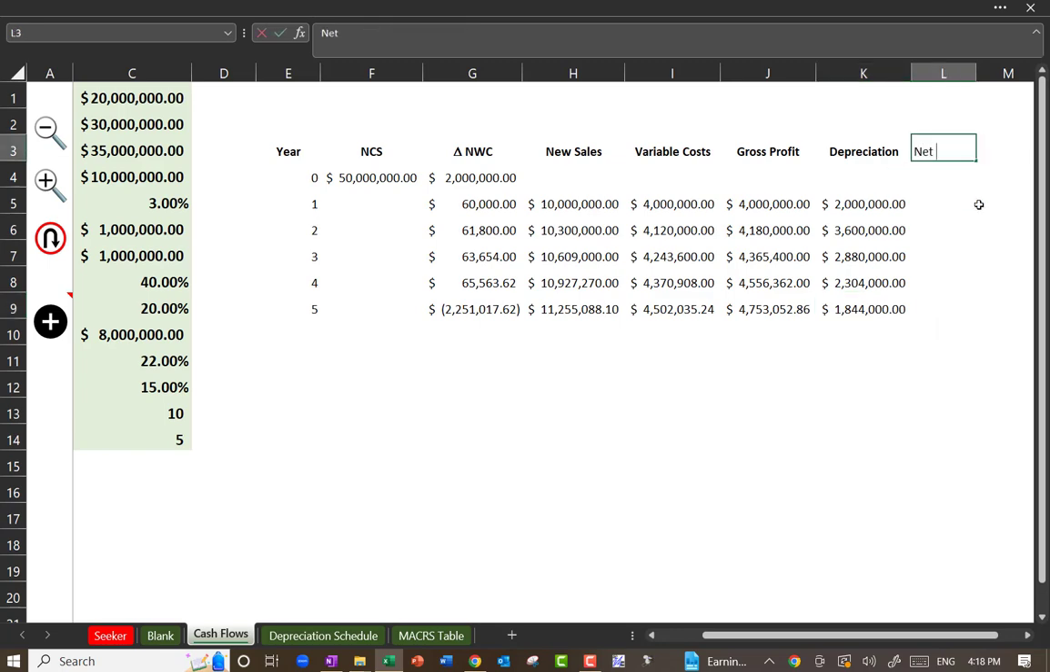Let's calculate net income. Remember, for the purposes of pro forma income statements, we assume interest expenses are zero. The cost of funding is going to come through essentially cost of capital. But as far as project is concerned, net income is gross profit minus depreciation times 1 minus tax rates.